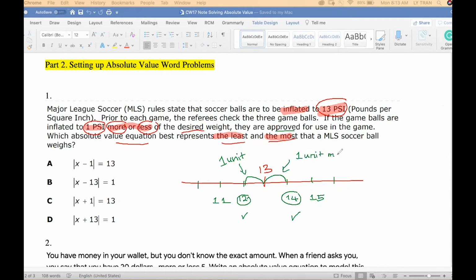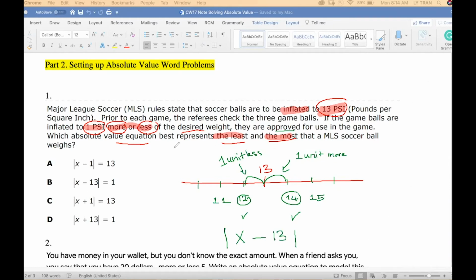Right? This is 1 unit more, this is 1 unit less. So the distance between the number we don't know yet, that's just x. You always subtract to find the distance between the two numbers. So what is the number that we are looking for right here?